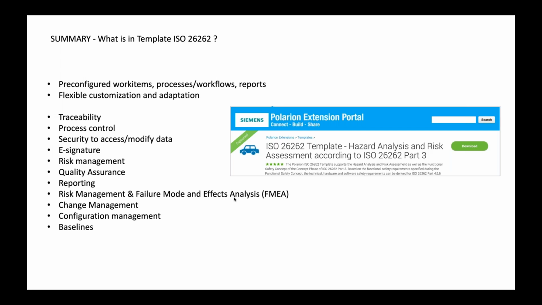There is traceability because Polarion is based on links between items, so it is part of the product. There is process control. You can say that the process cannot be changed, and you can control the rights of who can change the process, and make sure that your project stays in the right direction through the years of development.